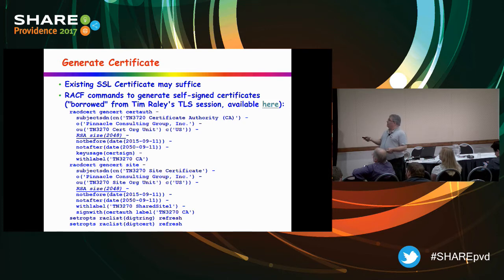Now, if you have an existing SSL certificate, that may suffice. These are the RACF commands to generate a self-signed cert. Of course, if you don't want a self-signed cert and you want a real cert, you can do that. But I borrowed these from Tim Raley's TLS session, and I have a link to it here. Basically, these are all the RACDCERT commands to generate it. I've highlighted the RSA size. There's been a lot of talk. Let me back up. I did a lot of research on cipher suites, keys, and hashing. That all went into this.